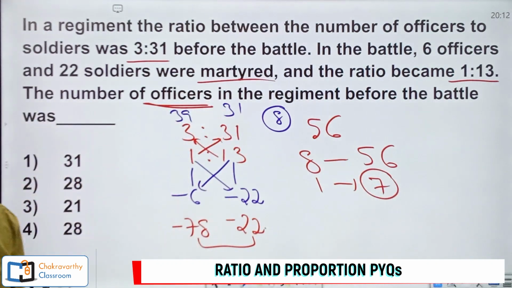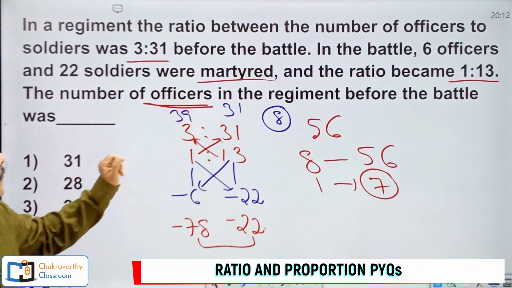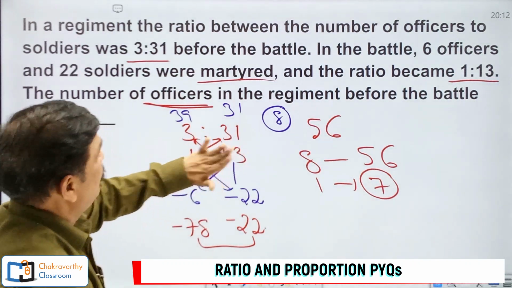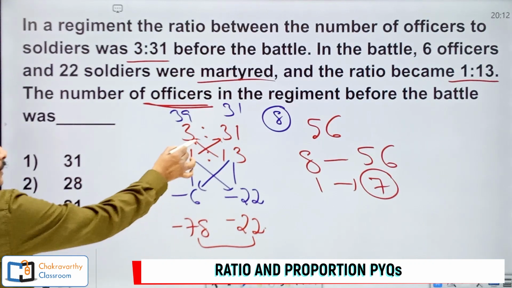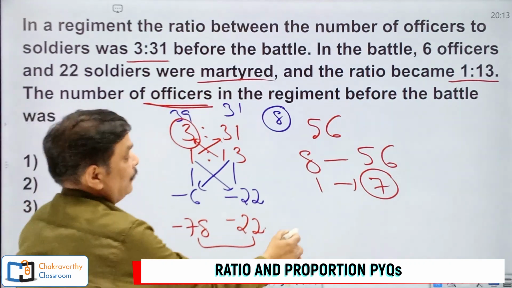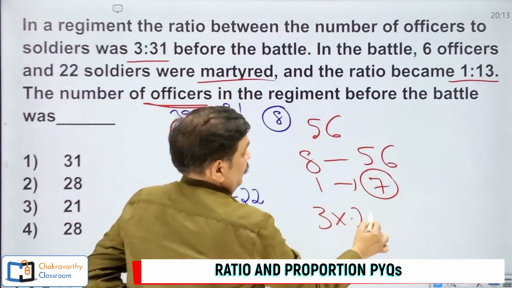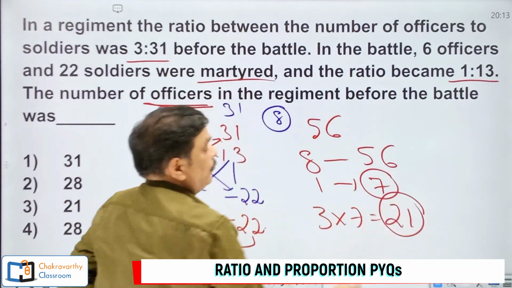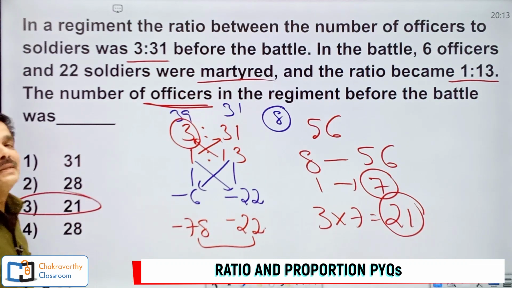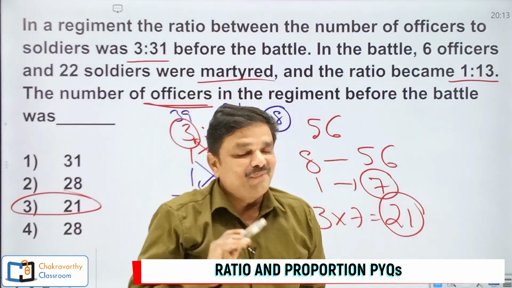That's all. Now here my question is, what's the question? The number of officers in the regiment before the battle. So this is officers, and that too before the battle. So this is 3. My answer is 3 into 7. 21 is my direct answer. No need to add anything. No need to subtract anything. So directly my answer is 21. Option number 3 is the right one. Hope this is clear for all of you.